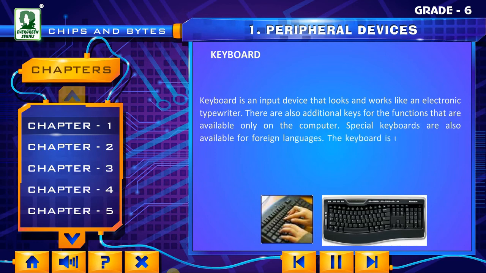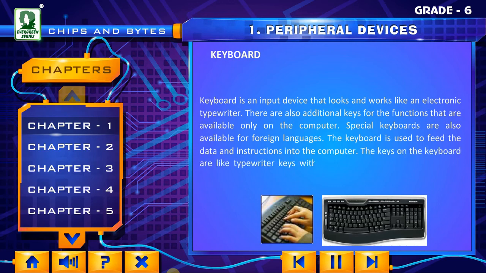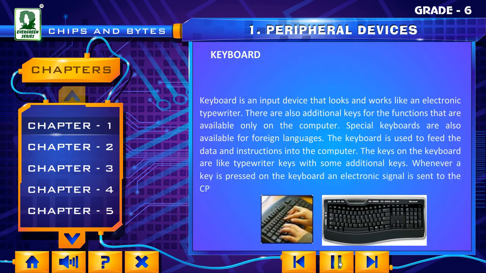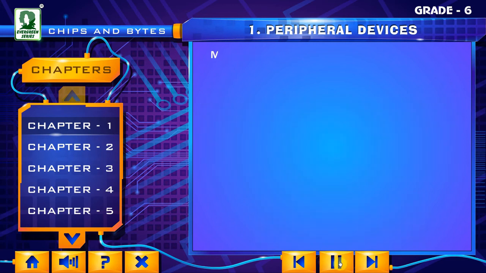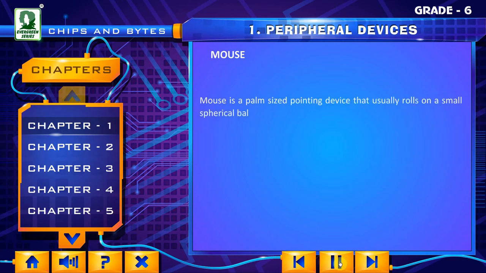The keyboard is used to feed the data and instructions into the computer. The keys on the keyboard are like typewriter keys with some additional keys. Whenever a key is pressed on the keyboard, an electronic signal is sent to the CPU, and CPU sends it to the monitor. Mouse. Mouse is a palm-sized pointing device that usually rolls on a small spherical ball and has one or more buttons on the top.